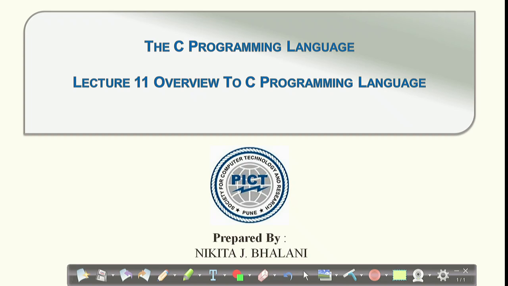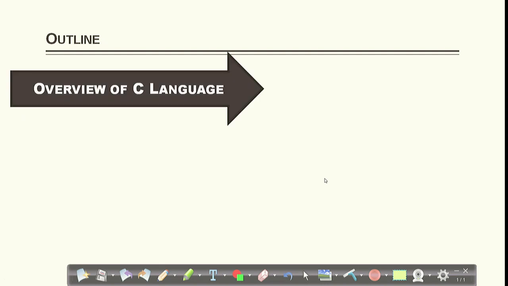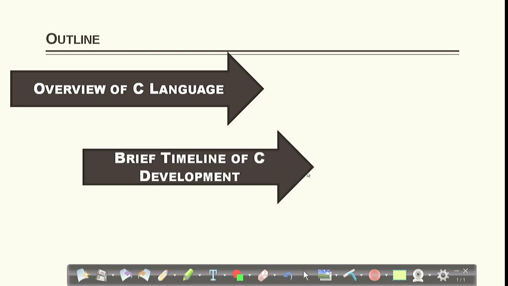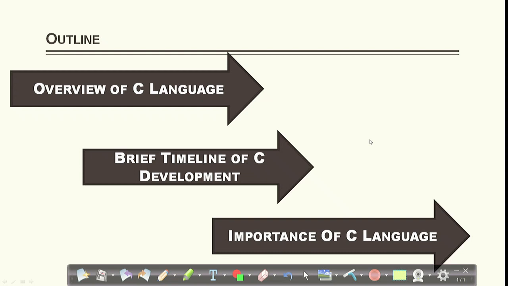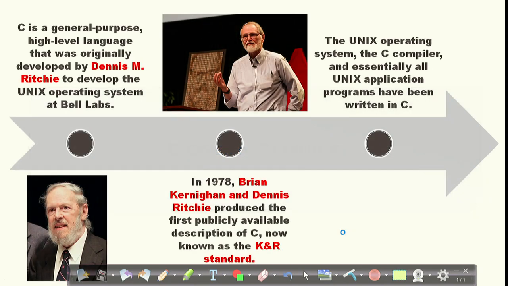But before starting with the actual C, we should know about the basic history of C. So the outline of this lecture is: first we will discuss the overview of the C language and why C was developed, then we will see the brief timeline of C development, and at the end we will see some important features of the C programming language. So let's start with the overview of the C programming language.